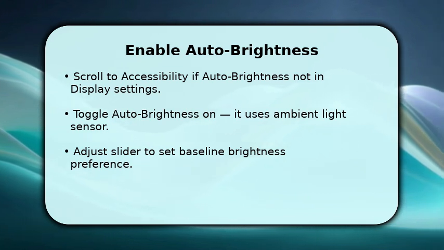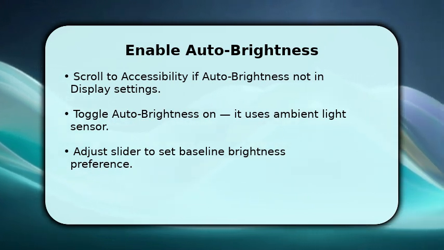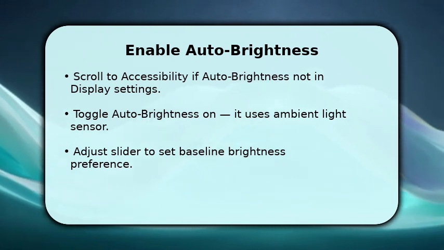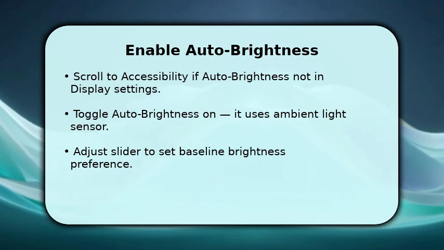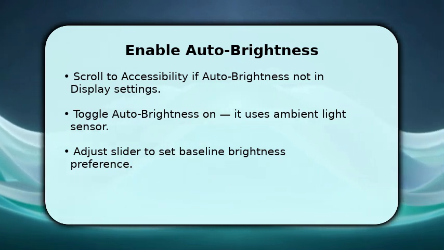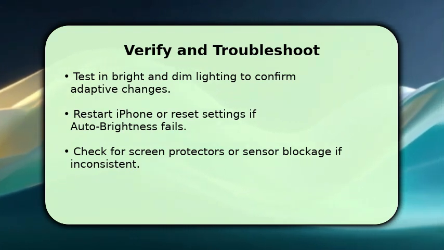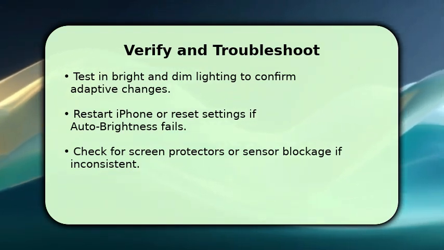Then return to display and brightness and set the slider to a comfortable baseline. This tells the system your preferred default. Once set, the phone adapts from that. Finish by testing auto brightness in both bright outdoor light and a dim room to confirm it responds correctly. Watch the slider move as light changes.